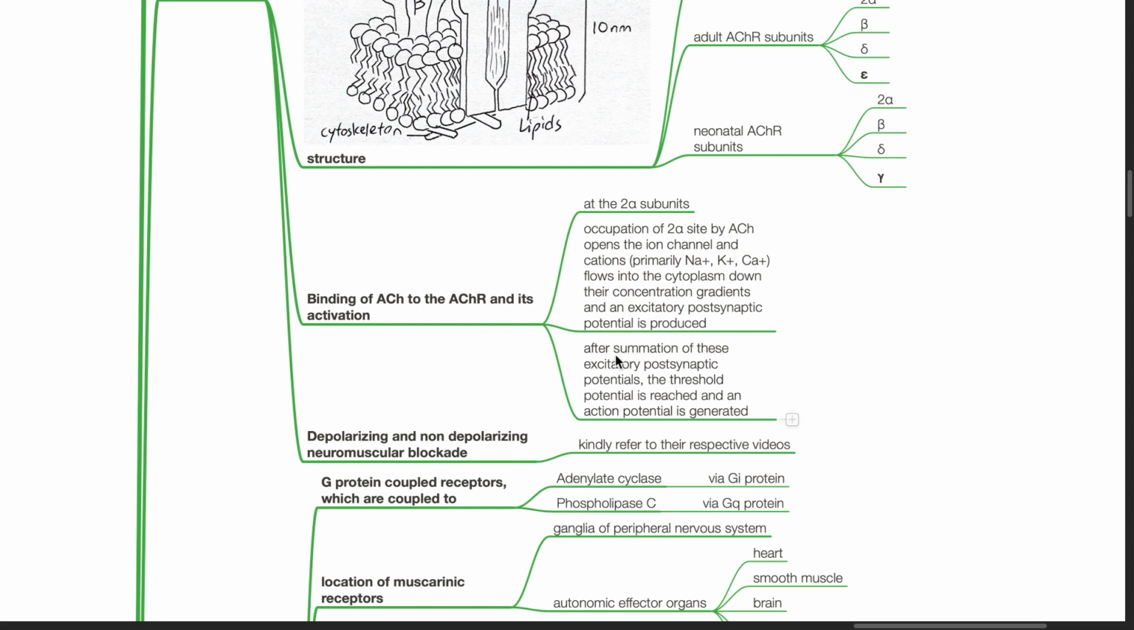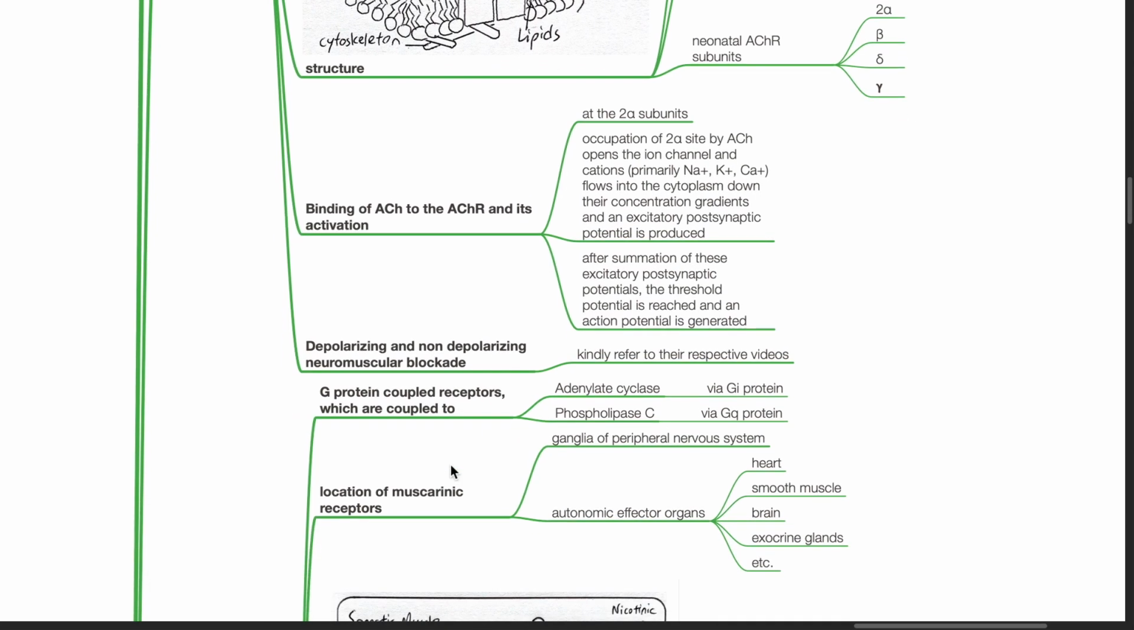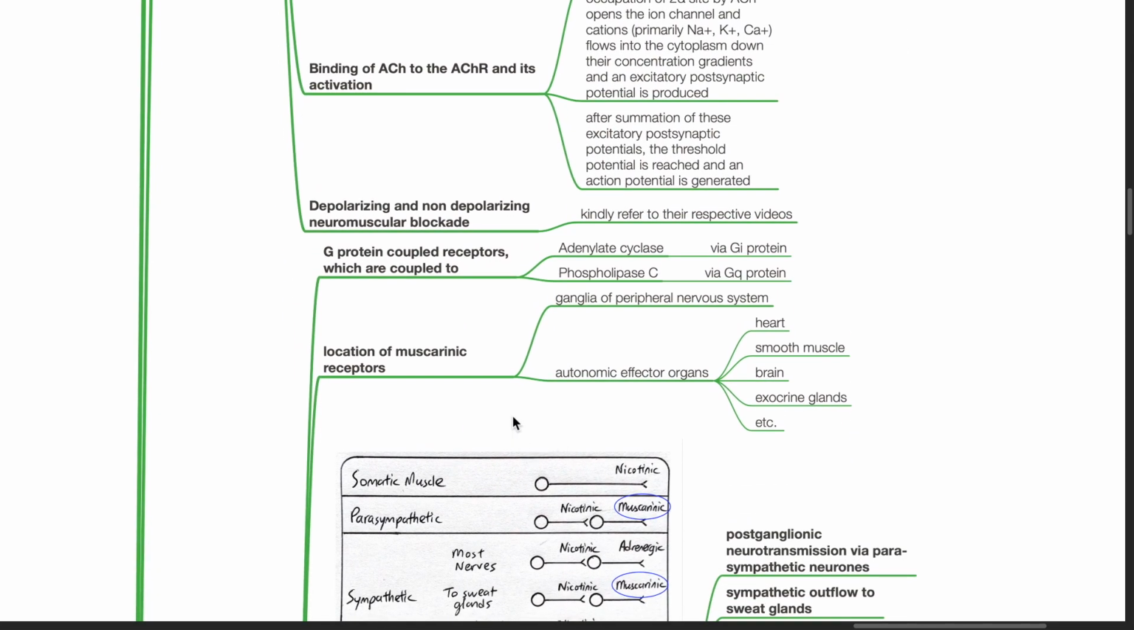After summation of these excitatory postsynaptic potentials, the threshold potential is reached and an action potential is generated. Depolarizing and non-depolarizing neuromuscular blockade, kindly refer to their respective videos for further details.